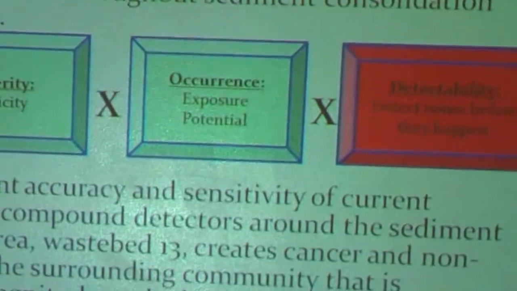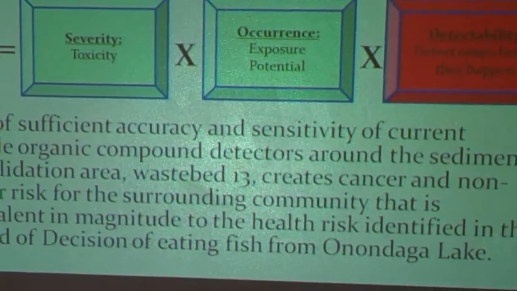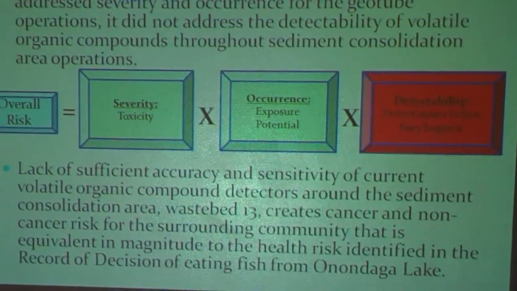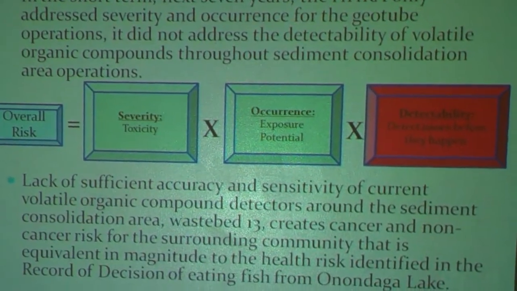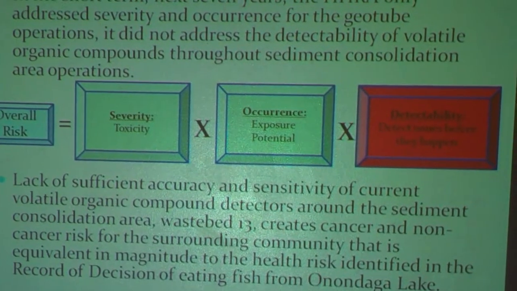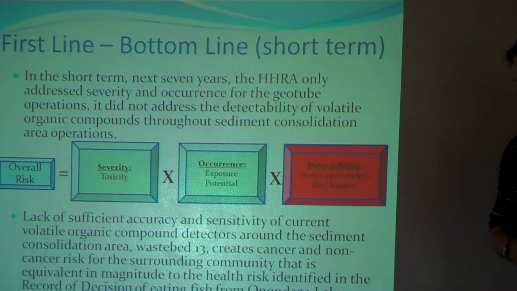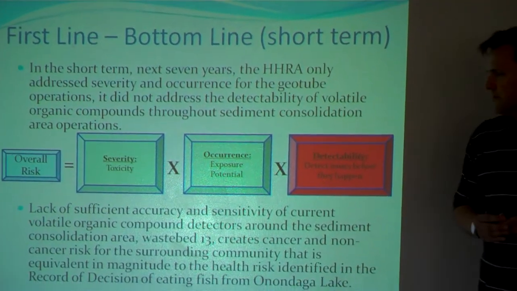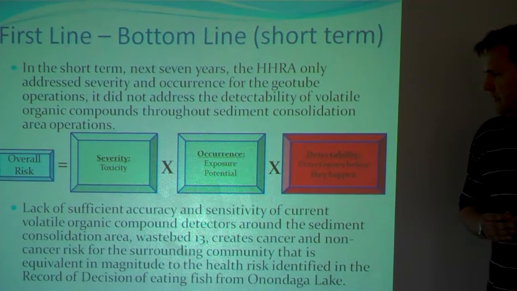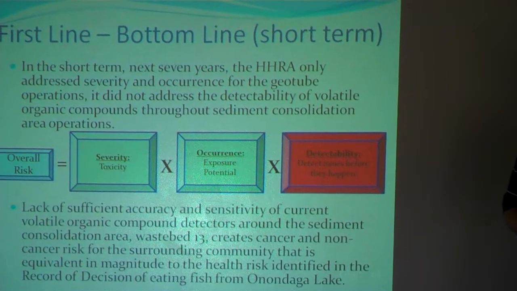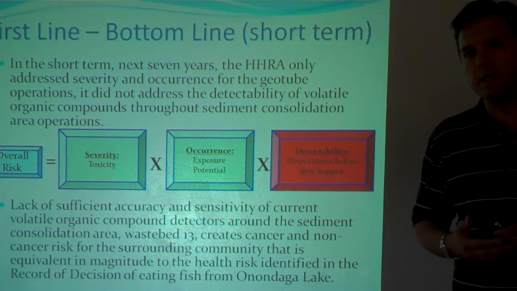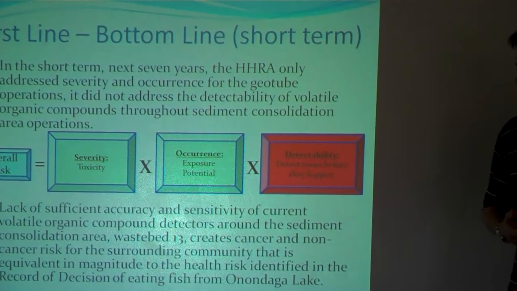Overall, there's a lack of sufficient accuracy and sensitivity of current volatile organic compound detectors around the waste bed, and it will create cancer and non-cancer risks for the surrounding community. This happens to be equivalent to the risk that's present right now in the lake from eating fish.